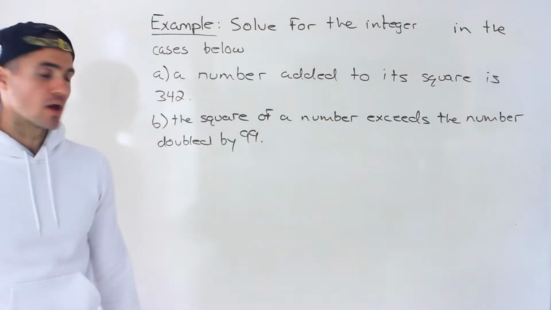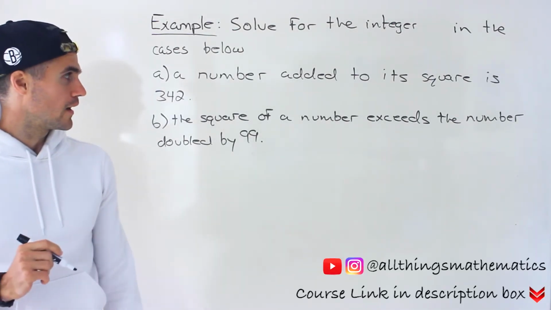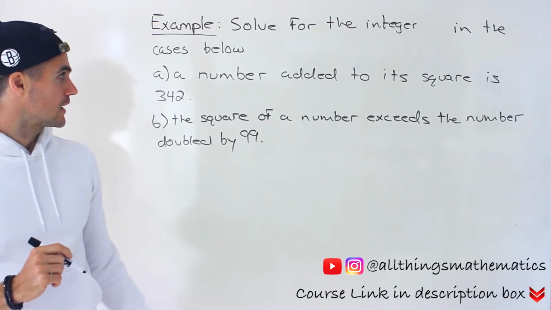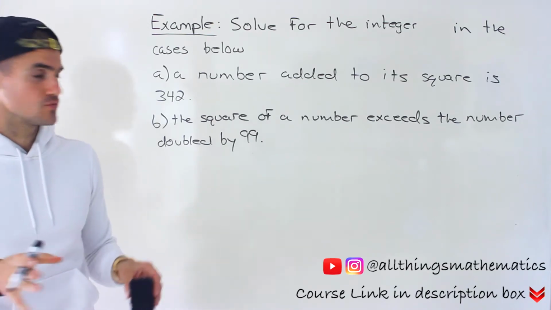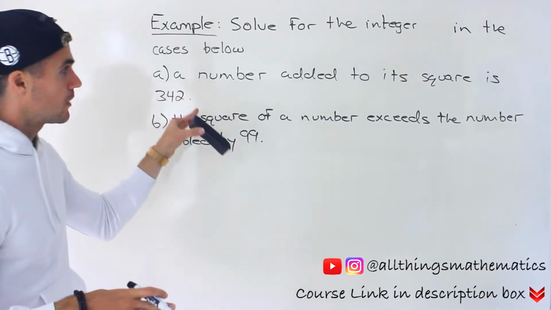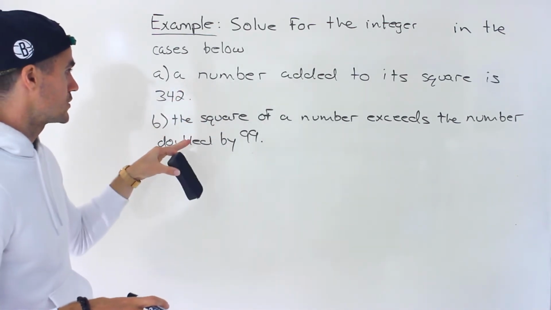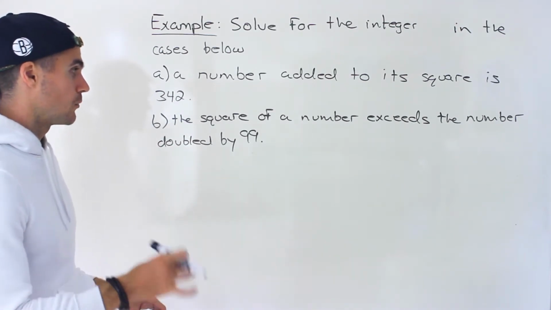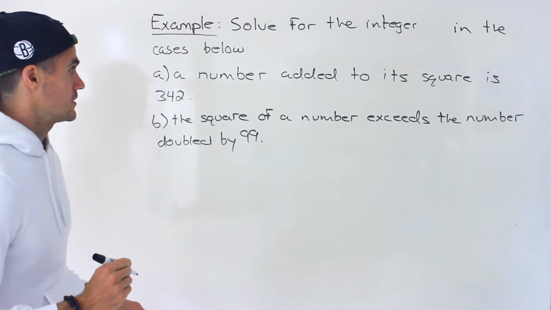Patrick here, moving on to another word problem dealing with quadratic equations. What we have to do is solve for the integer in the cases over here. There are two problems here. Part A: a number added to its square is 342. Part B: the square of a number exceeds the number doubled by 99. Let's start off with part A.